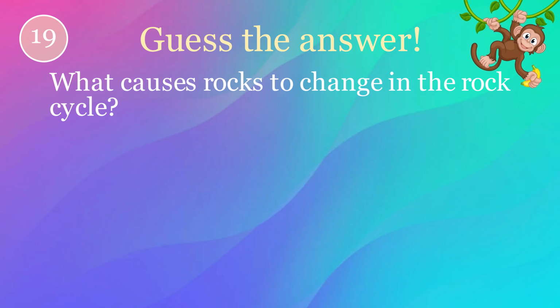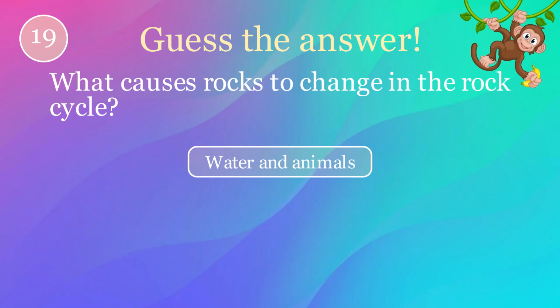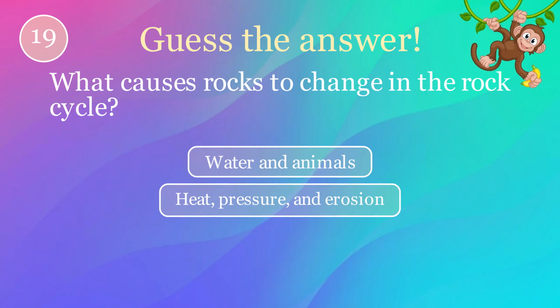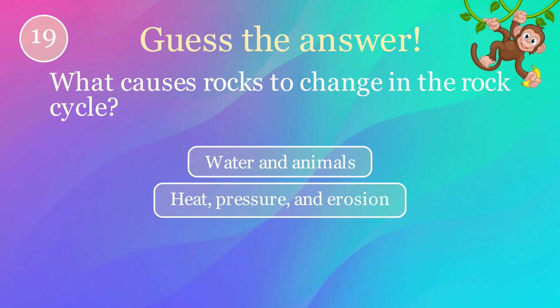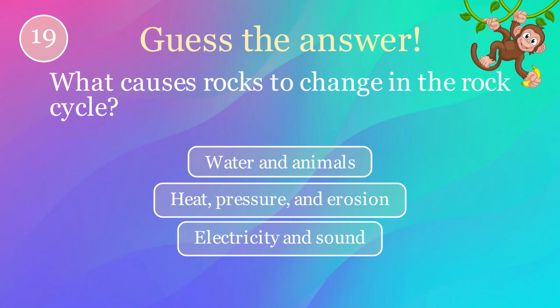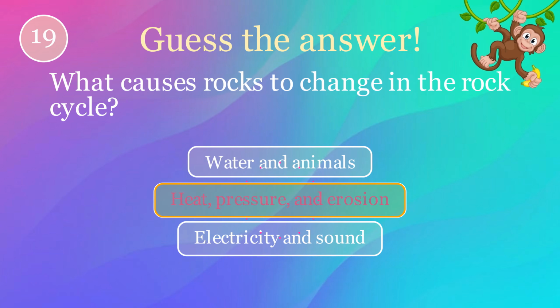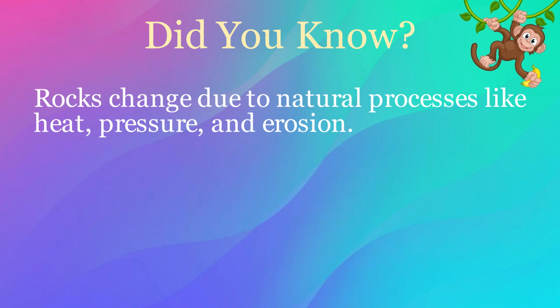What causes rocks to change in the rock cycle? Water and animals. Heat, pressure, and erosion. Electricity and sound. The correct answer is heat, pressure, and erosion. Here's an interesting fact: rocks change due to natural processes like heat, pressure, and erosion.